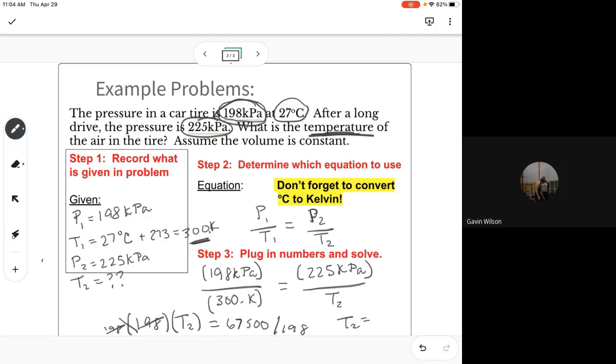Well, we'd have to have it in 3 sig figs, but when you take the 67,500 divided by 198, what do we get? 341. And then since it's temperature, what's our unit? Kelvin. Yep. All right, questions on this one?